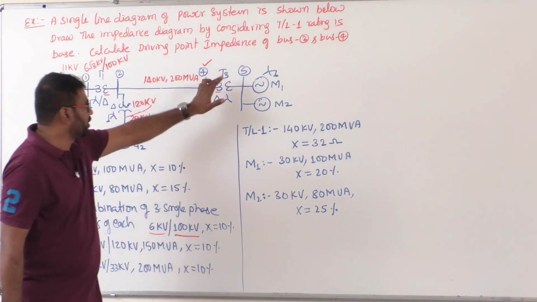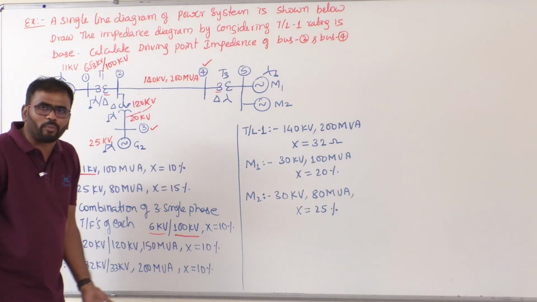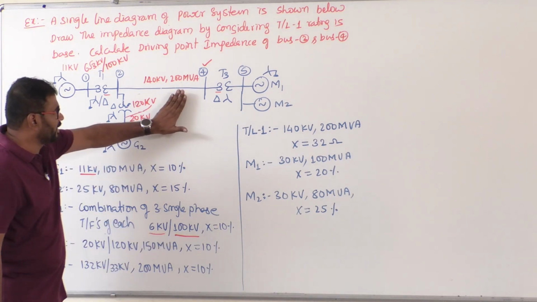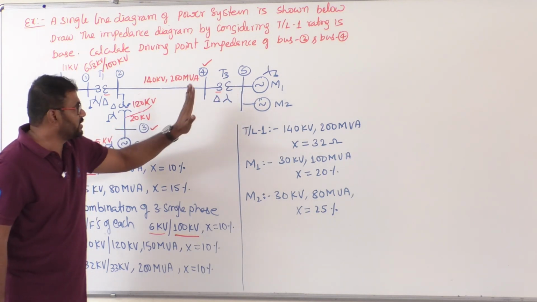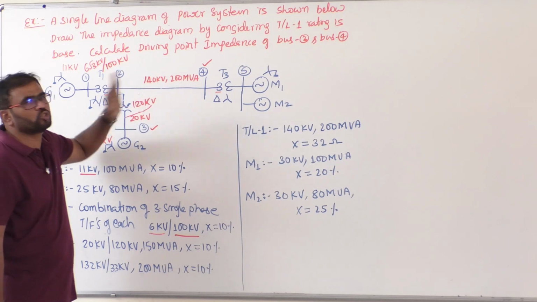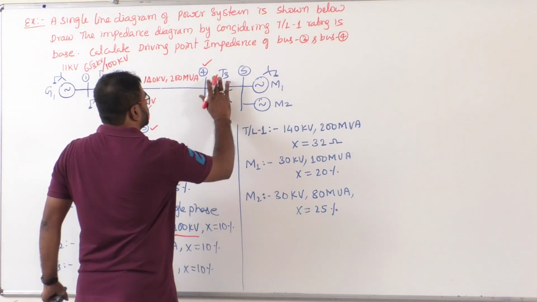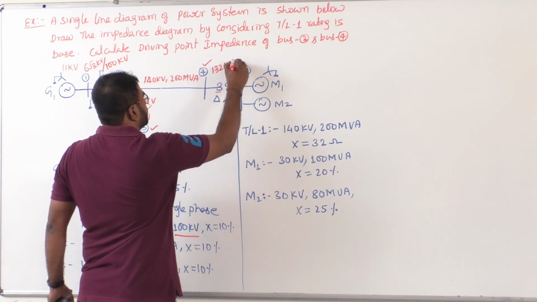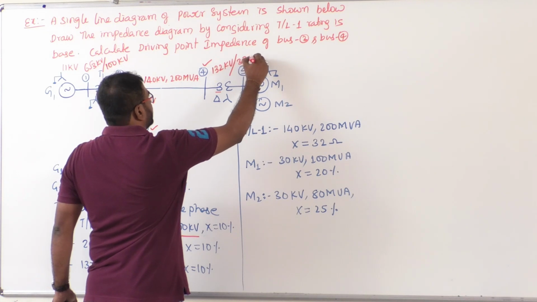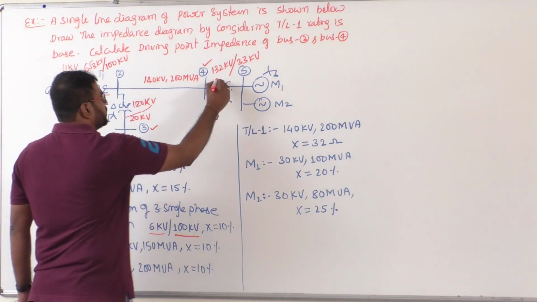Now coming to transformer 3. Transformer 3 is 132 kV by 33 kV. Now again you have to apply common sense. Tell me, is this side 33 kV or is this side 33 kV? Better to say this side is 33 kV, and this side is 132 kV. 132 kV is close to 140, but not 33 kV. That's why on the top side I am writing 132 kV by 33 kV. Okay, clear. That's for transformer 3.